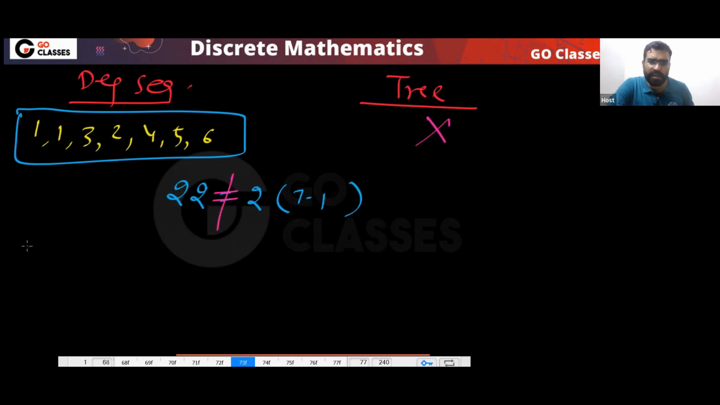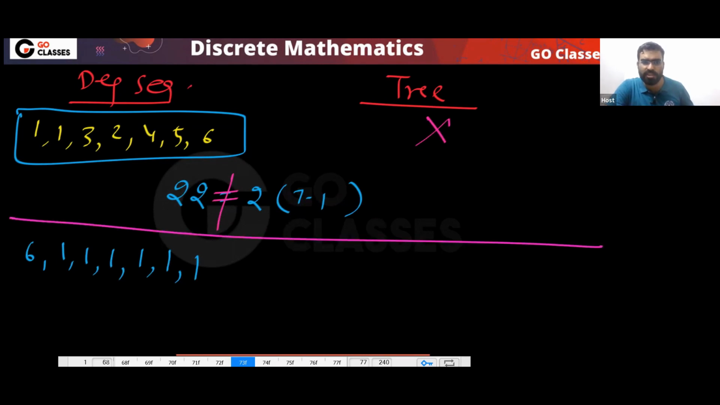Okay, very simple. Let's see this one: 6, 1, 1, 1, 1, 1, 1. What about this one? Does a tree exist or not? Can you create a tree for this sequence? Yes, you can create a tree. Just check. Total degree is 12, and that is equal to 2 into 7 minus 1.